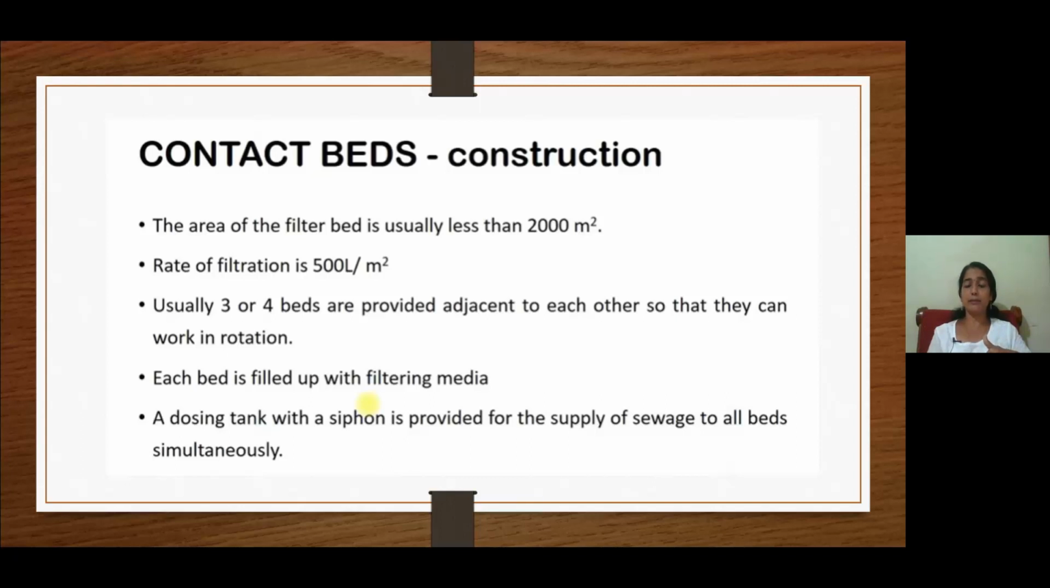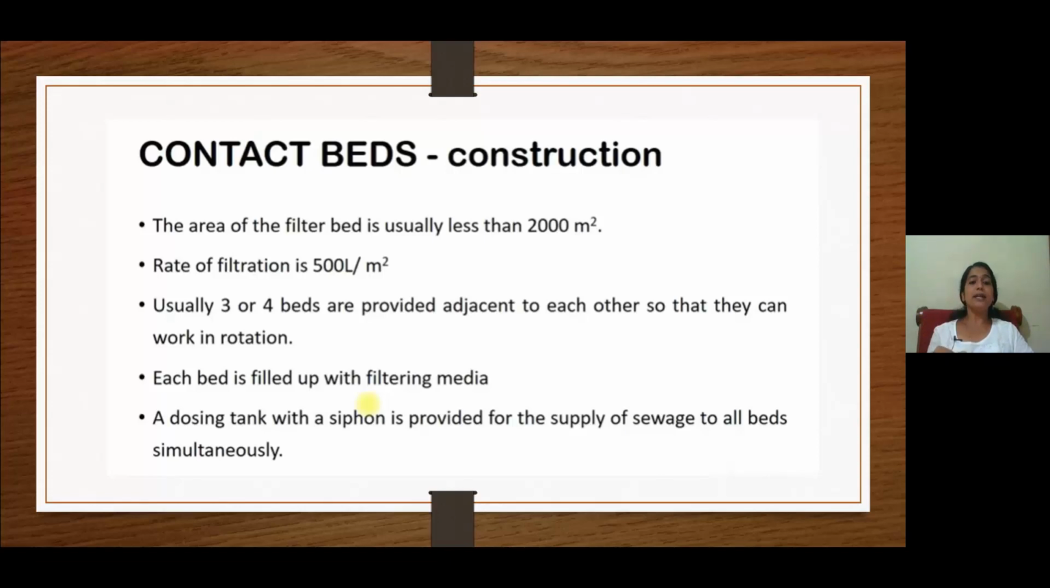Then the area of the filter bed is usually less than 2000 meters square, and the rate of filtration is 500 liters per meter square. Usually 3 to 4 beds are provided for a single plant adjacent to each other so that they can work in rotation. That is, the working time for a single contact bed is 8 to 12 hours. We can feed this contact bed again only after 8 to 12 hours after the feeding is done.